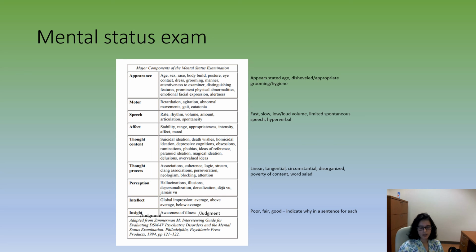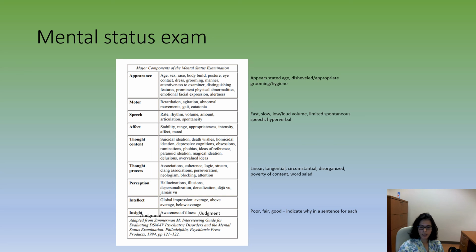Thought content, you can include suicidal ideation, homicidal ideation, any particular themes that they reference repeatedly, any paranoid ideations, delusions. Thought process refers to how well the patient's ideas link together, and if it's logical and it makes sense, or if it's more disorganized and disjointed. So words you might use for thought process include linear, tangential. Tangential meaning you ask them a question and they go on a tangent and lose track of what was asked and get sidetracked and talk about something else.